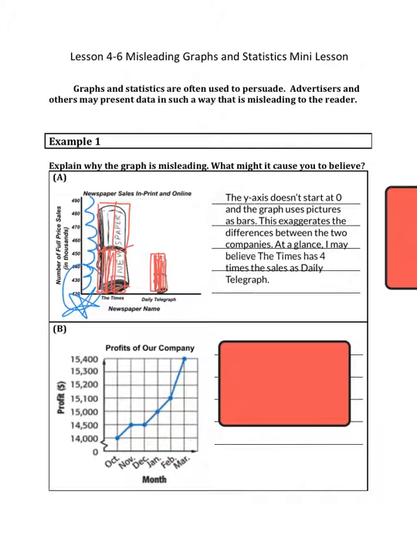So there are 2 things misleading about this first graph. Again, pause the video if you need to write this down. The y-axis doesn't start at 0 and the graph uses pictures. Both of these really exaggerate the differences between the companies. Awesome. Let's look at the next one.